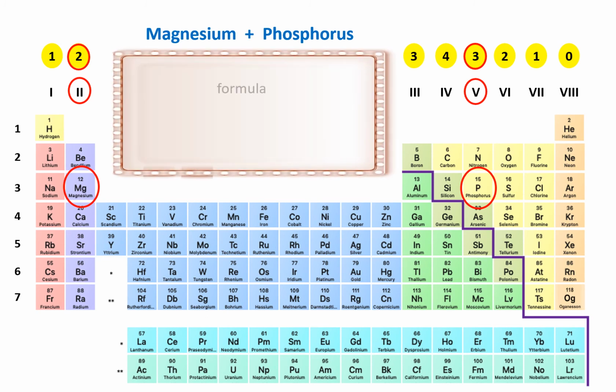We see that the formula is Mg3P2, the same as what we had obtained doing it the long way. And the name is magnesium phosphide.